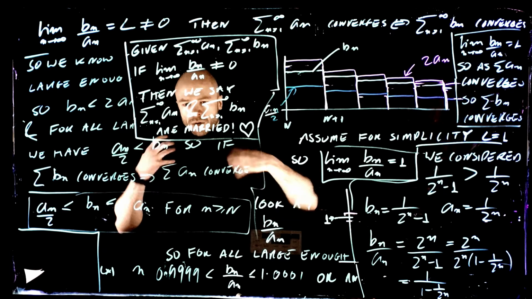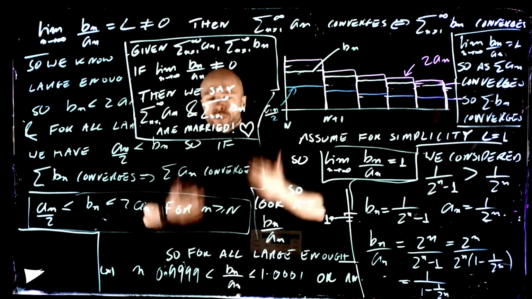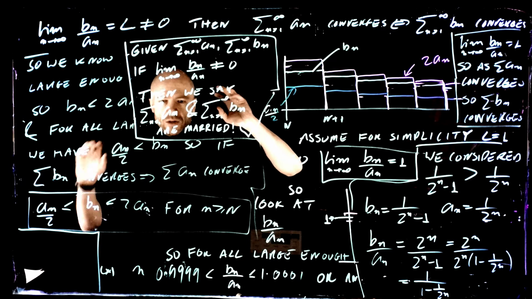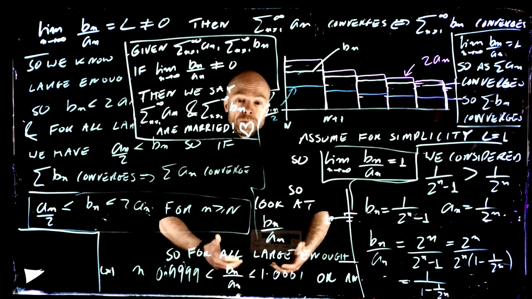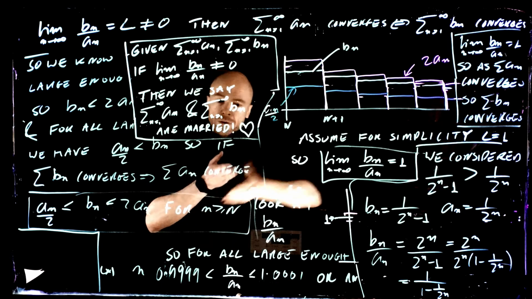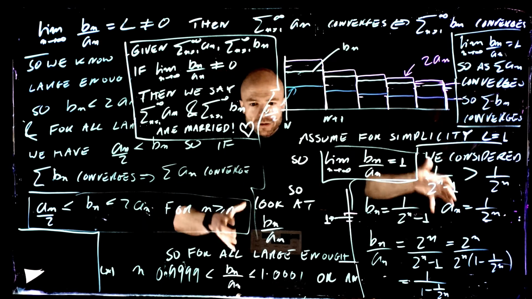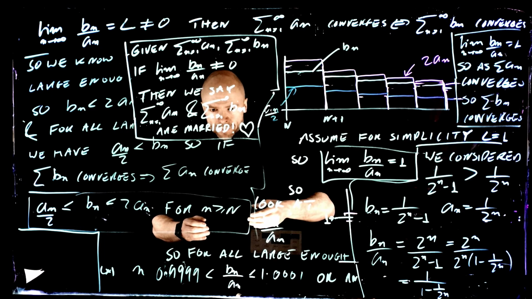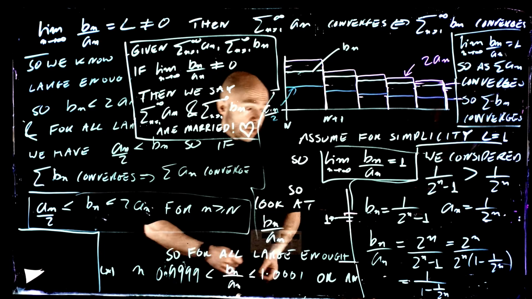Once you find a beautiful series, you prove that they are married by showing this limit is non-zero. Once you've done that, then you're in good shape, because the beautiful series is easy to understand. You can just use it to conclude either things converge or diverge. Cool. So think of this in these terms.